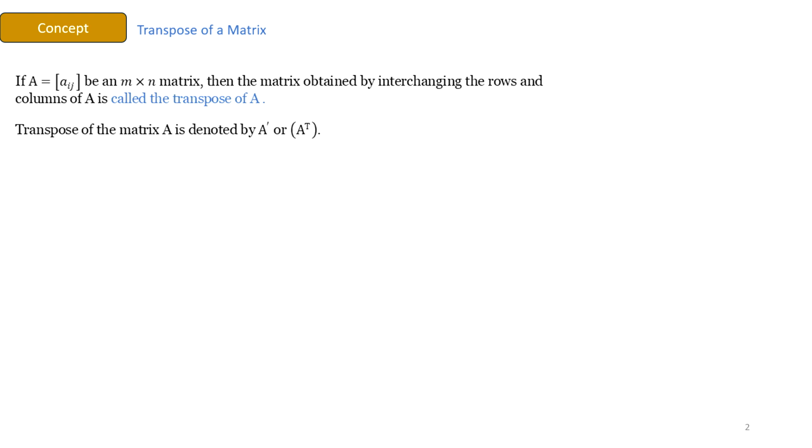Here is an example of transpose. The matrix A is a 3 by 2 matrix, whereas its transpose, obtained by interchanging the rows and columns of A, is a 2 by 3 matrix.